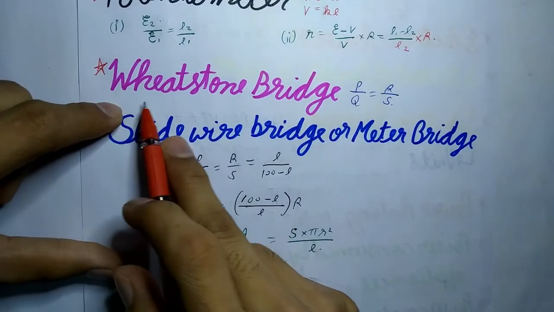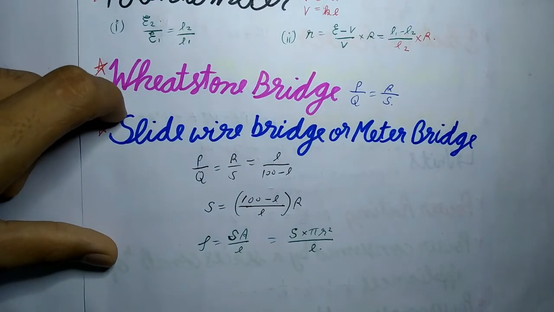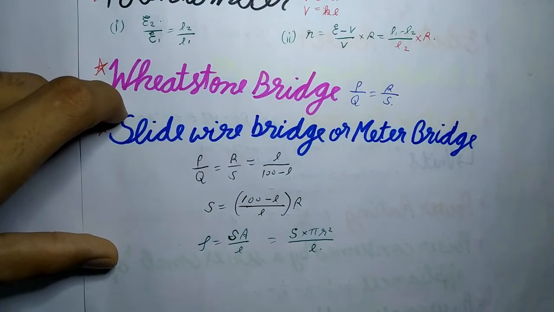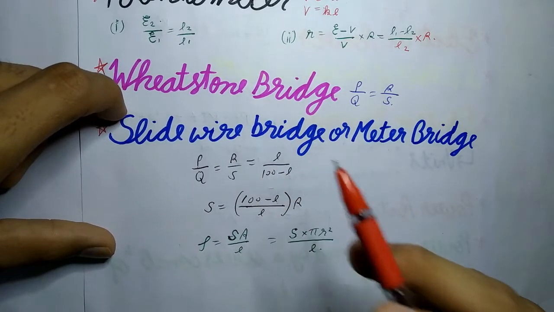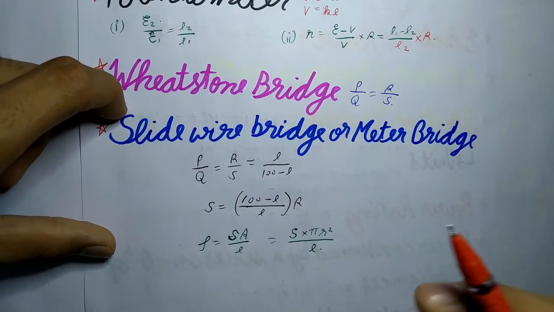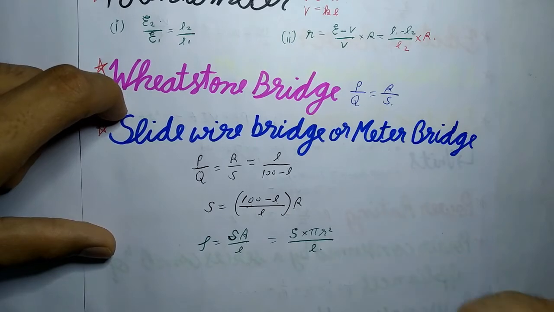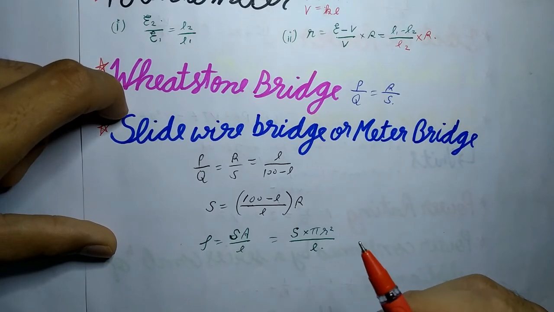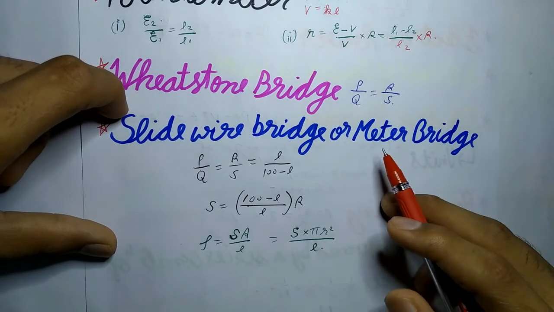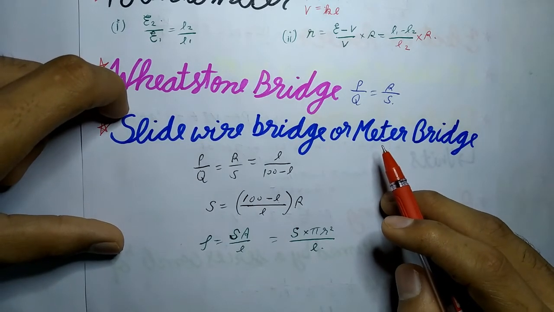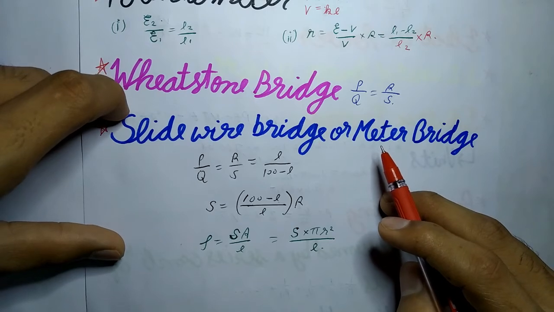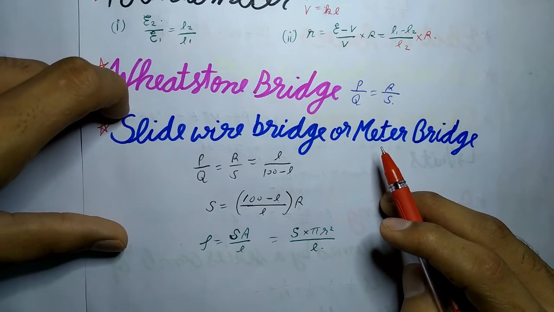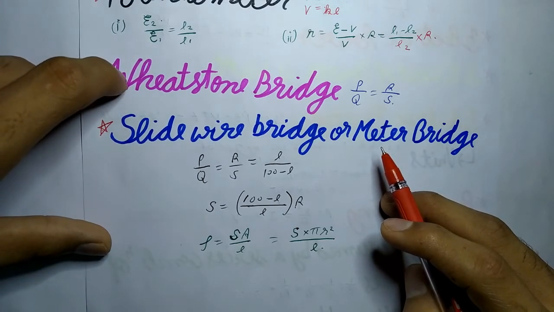Now next is the Wheatstone bridge. It is an arrangement of four resistances P, Q, R and S joined to form a quadrilateral ABCD with a battery between A and C and a sensitive galvanometer between B and D. The resistances are so adjusted that no current flows through the galvanometer. The bridge is then said to be balanced.